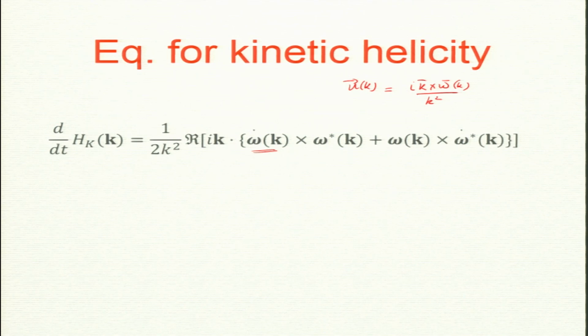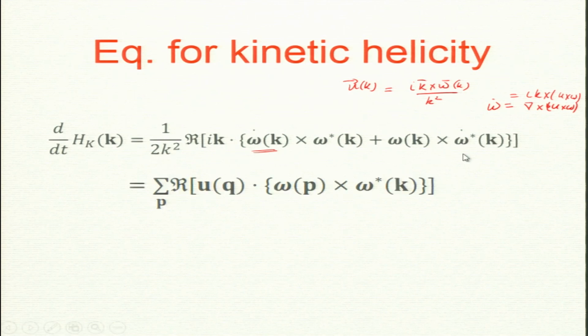Now, what is omega dot? Omega dot is curl of u cross omega, right, this is the equation for omega, curl of u cross omega. So, in Fourier space it becomes ik cross u cross omega. So, substitute it and do some more algebra. So, we get this form. This algebra I am avoiding, it is there in the notes fully.